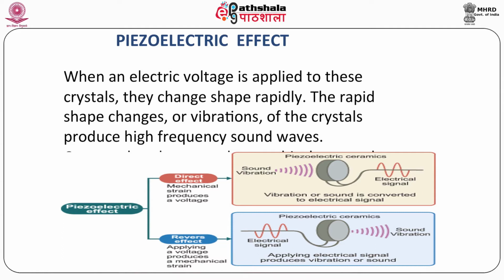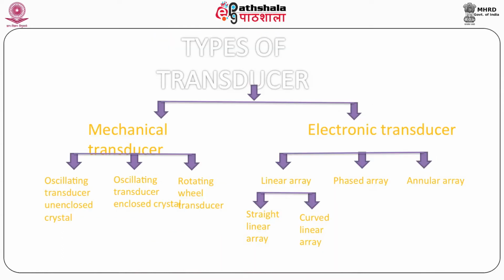Now you can see here the types of transducers. There are mainly two types of transducer. One is the mechanical transducer, and the other is the electronic transducer. Mechanical or oscillating transducers include the oscillating transducer, and the enclosed and rotating wheel transducer. Electronic transducers are also called real time electronic transducers, and include the linear transducer, phased array transducer, and annular array transducer.